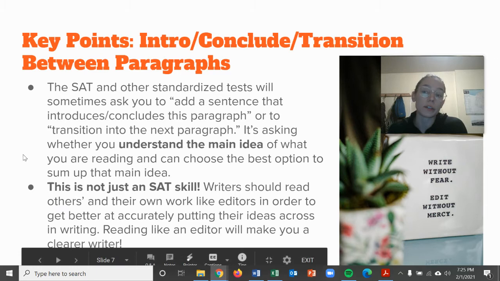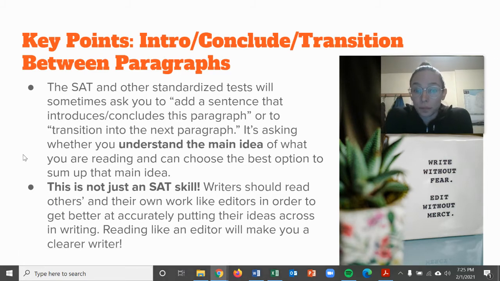So this is a cool skill because it's not just an SAT skill, right? You have to do this in your writing. When you are reading anything, you should be reading like editors, right? With an eye and your brain to ask, does this actually sum up the main idea of this paragraph? Or why did the writer choose to use this particular word in this sentence instead of a different word, right? So reading this way and getting better at this on the SAT, I really do think will translate directly into doing this in your writing.